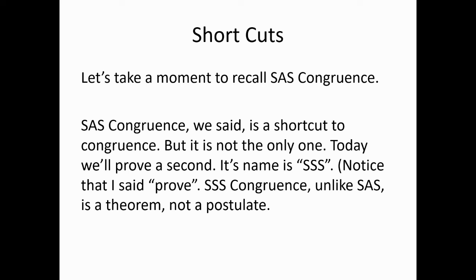And what we meant by that is that we did not need complete information about a pair of triangles to prove that they are congruent. Instead, all we had to know was that two sides and the included angle of one are equal to two sides and the included angle of another.